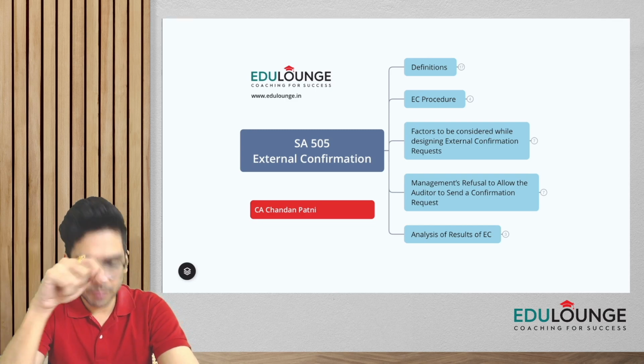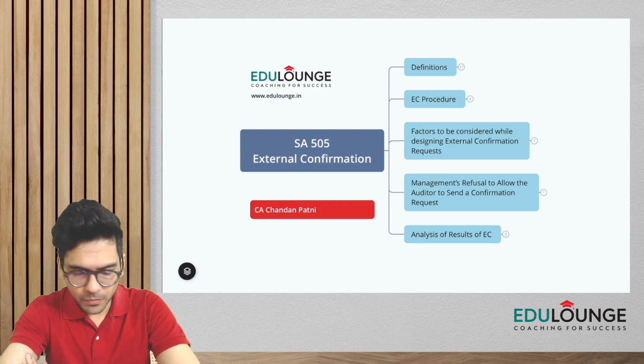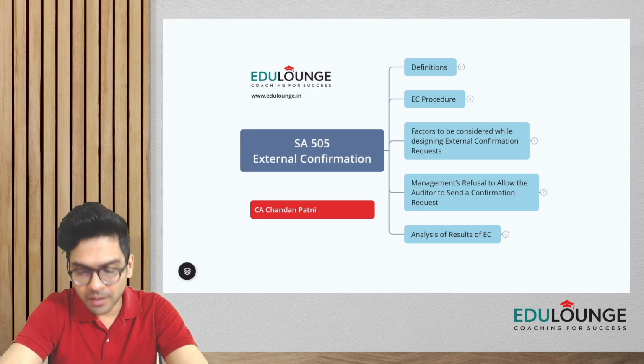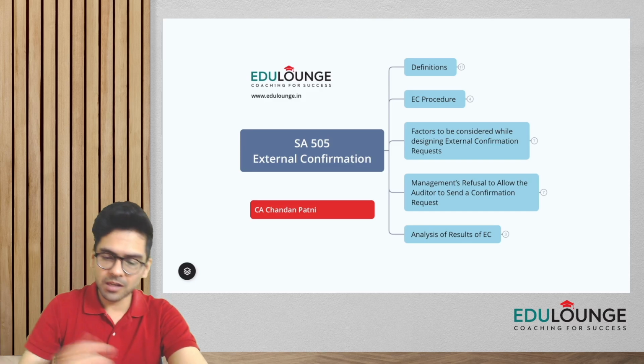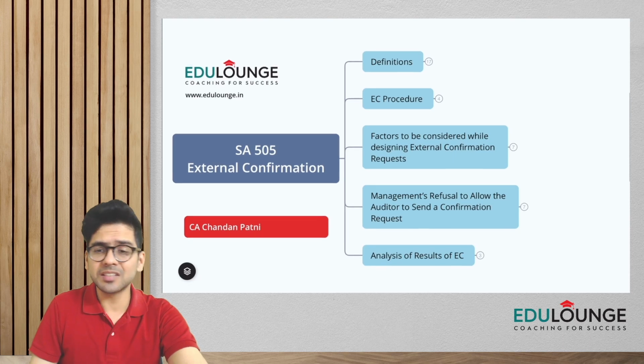So for external confirmation, we have SA 505. For analytical procedures, we have another standard, SA 520, okay. So let us quickly understand external confirmation. What is meant by external confirmation? We have these things to cover. It's a very, again, a very easy standard, guys.